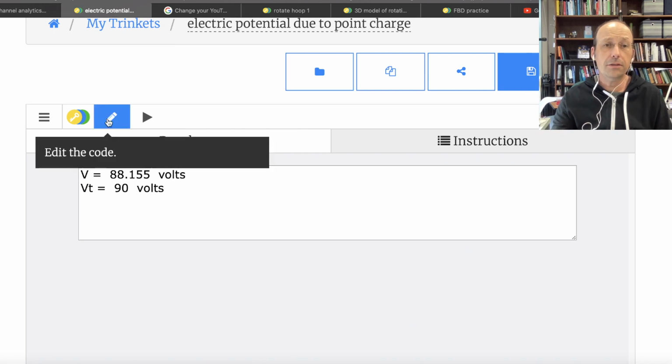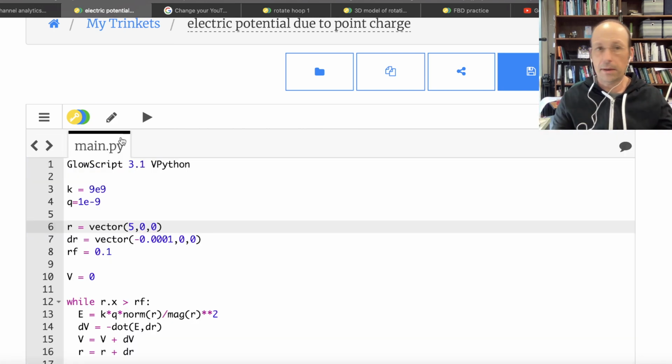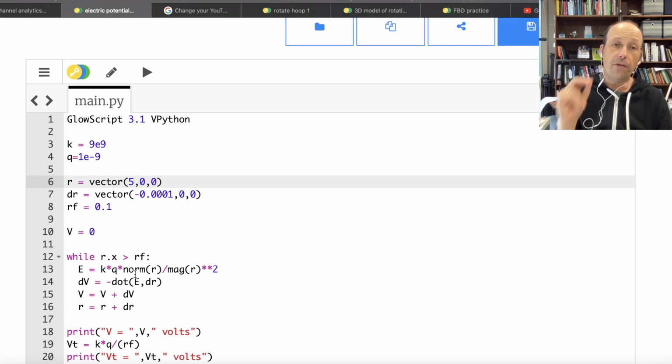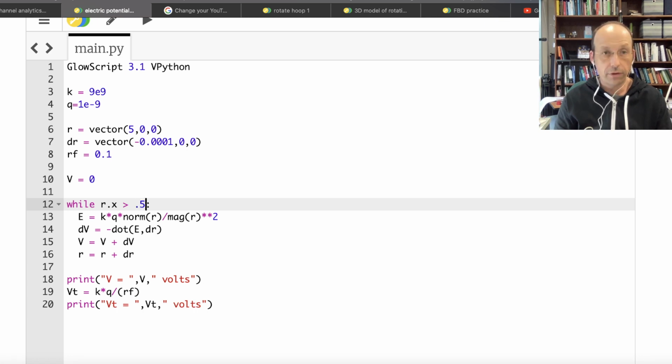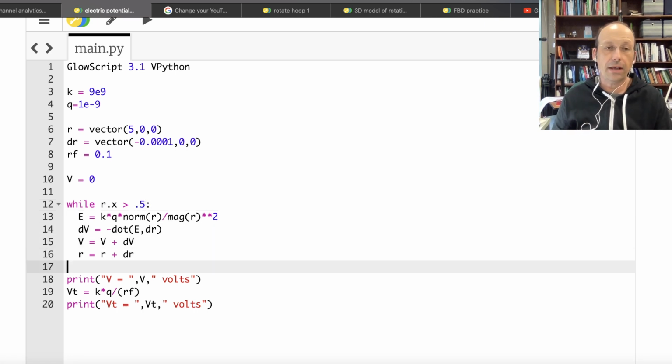I'm pretty surprised. Okay, let's just make a graph. Look, what the heck? We're going to make a graph of V as a function of r. I guess that's kind of difficult. No, I can do that. I don't want to plot from 5 to 0.1. Let's go from 0.5 to 0.1. Okay, so let's do this. While the r.x is greater than 0.5, do this. And then after that, I'm going to plot it, right? So I'm not going to plot the first part, so it won't look good.